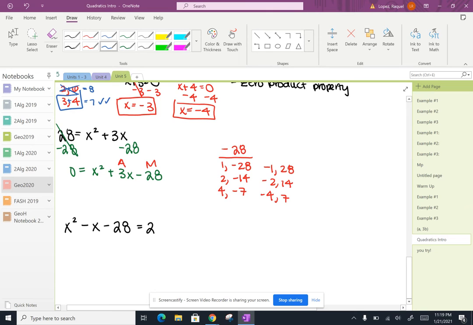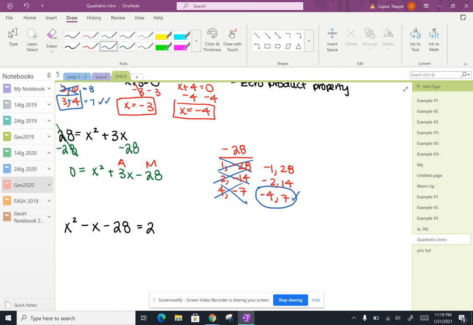So 1 plus -28 is going to give me -27. I know that can't be it. 2 plus -14 is going to give me -12. That doesn't work. 4 plus -7 is -3. So I know I've got to be close because that's a -3, but I need a +3. So let's check this one. -4 plus 7, that does give me 3. So I know that this is the correct pairing.